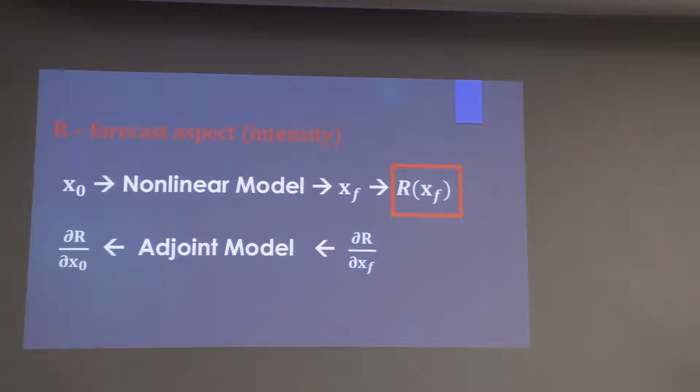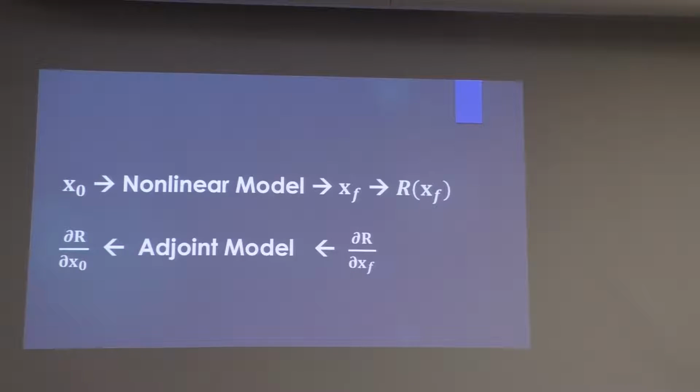In this case, we're interested in the intensity. You then take the gradient of that response function with respect to the model final state and use that to initialize the adjoint model. Your adjoint is defined as the transpose of the tangent linear approximation to the fully nonlinear model.